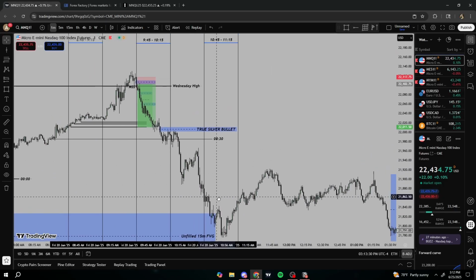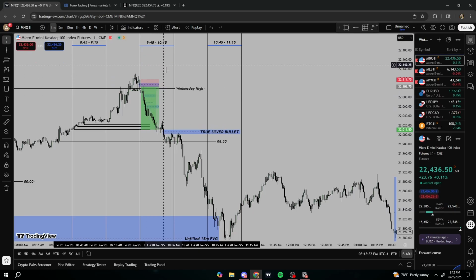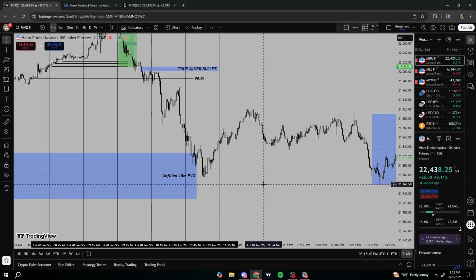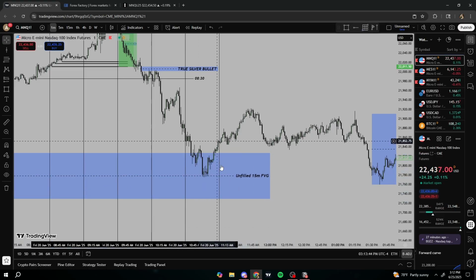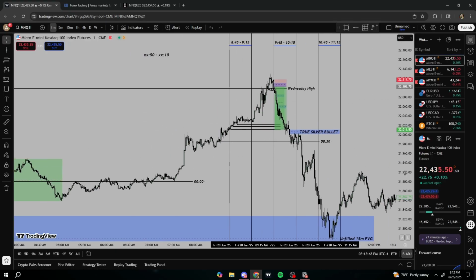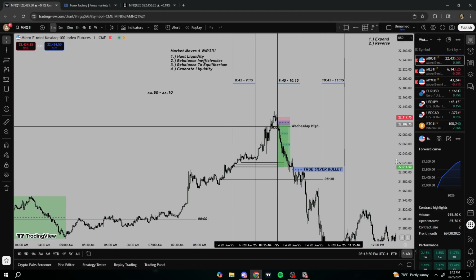So if we reverse in a macro, like say this one we reversed, but we didn't really expand yet, you could expect in the next macro, or the time right after this macro, to expand. In this case, we already hit our objective, so there's nothing else to target. So yeah, that's how I use macros to trade the New York session.